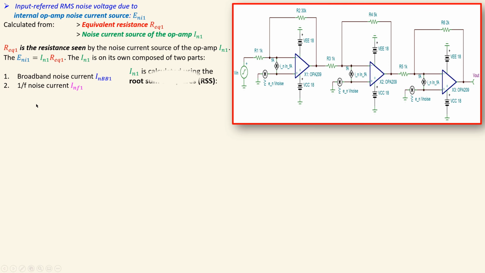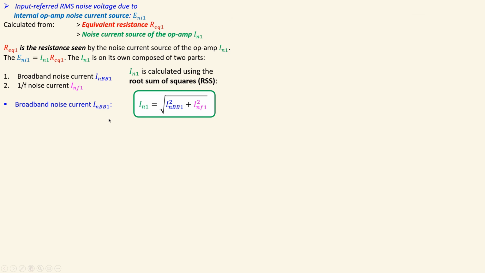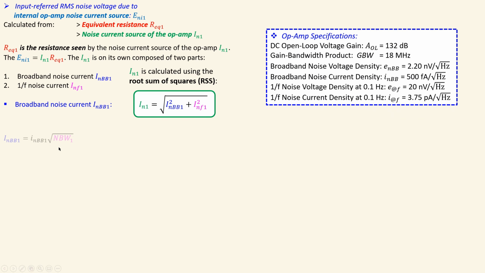So again, that will be combined using root sum of squares, and you will get the effective value using this formula. So the broadband noise current given by this symbol, and again we will look at the datasheet for that one. Again, very similar formula as we also used for the broadband noise voltage. This part is shown here specific for the first stage. And noise bandwidth, of course, was 912 kilohertz. Now if you do the math, you will get 478 picoamps RMS.